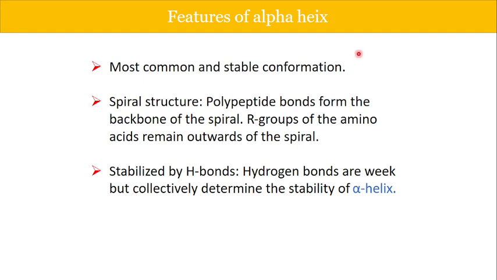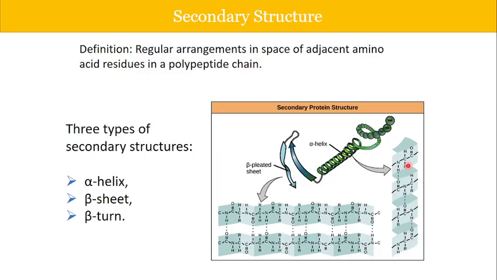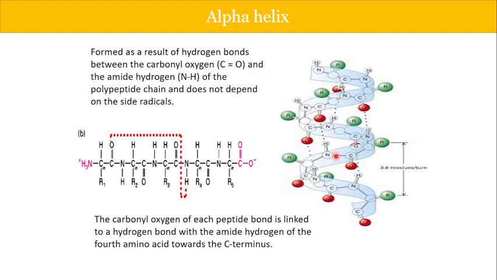So the features of the alpha helix include: they have the most common and stable conformation. They have a spiral structure, which you can see from this. The pitch of this is three. It has 3.6 residues per turn, and the distance between the two residues is 1.5 angstrom. So the total distance between these two turns is actually 3.6 times 1.5, which is 5.4 angstrom.